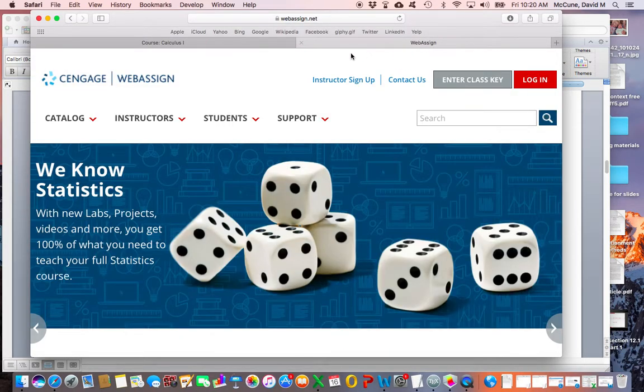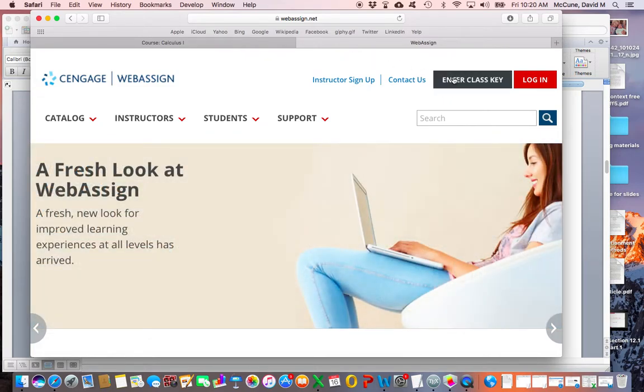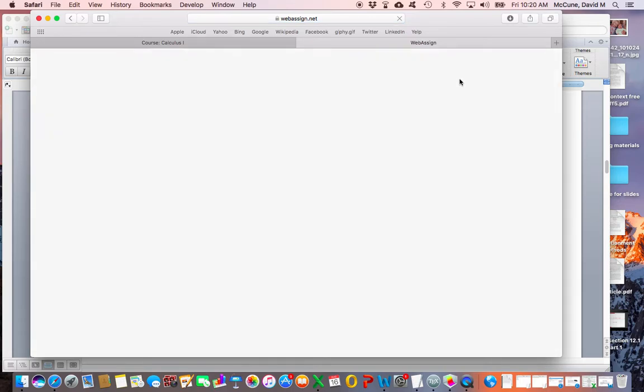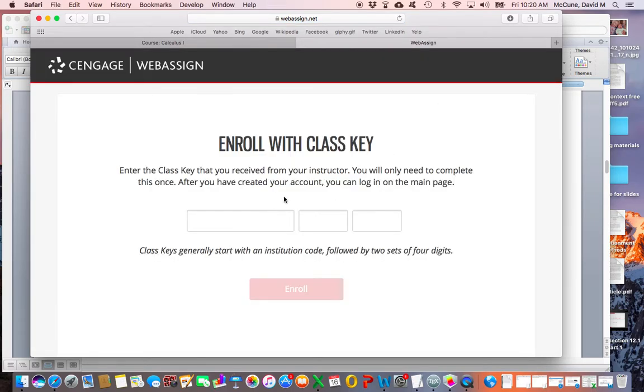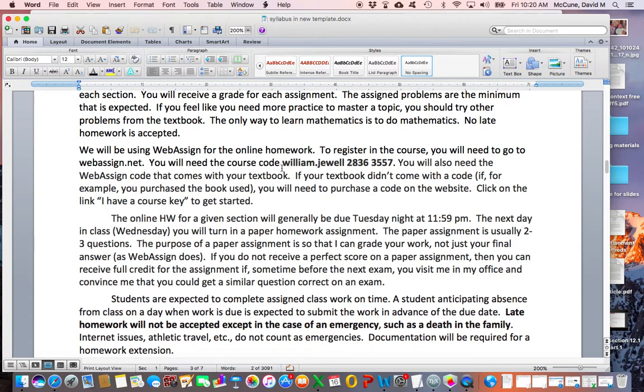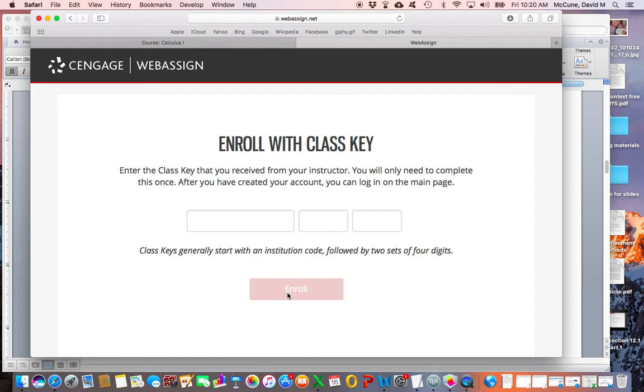to register, here's webassign.net. If you don't have an account yet, the first thing you do is click on Enter Class Key. So if I click on that, it gives you a space to type in the class key. That's what this thing is here. So you would type that in and then click Enroll. That class key, as the name suggests, is a key to our class. It tells WebAssign what class you're talking about: Math 109 at William Jewell College, fall of 2019.